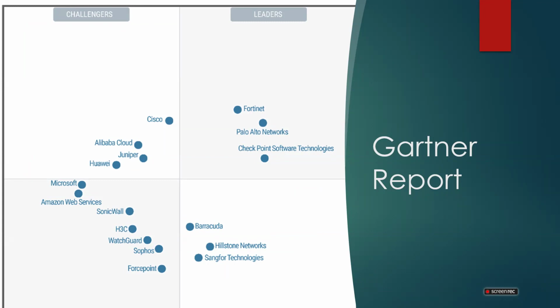As per the Gartner report, right now Cisco, Huawei, and Microsoft are the challengers, and the leaders of the market are Checkpoint Software, Palo Alto Software, and Fortinet Software. It's the renowned Gartner report, the latest report. So right now, all companies are acquiring these devices, Checkpoint, Palo Alto, Fortinet, to prevent cybersecurity attacks and protect their networks.